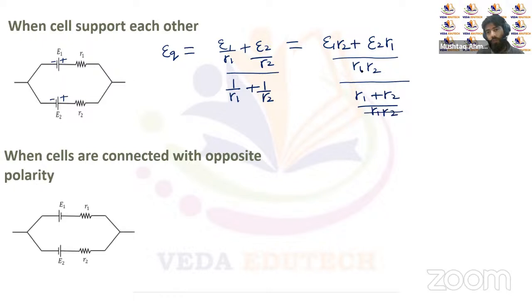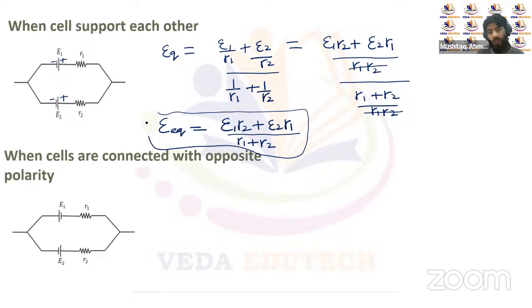You can see this R1 R2 will get cancelled. It means that we'll be left with the equivalent EMF for two batteries having the similar polarity. That will be E1 R2 plus E2 R1 upon R1 plus R2. So this will be the equivalent EMF of the circuit for the two batteries or the two cells here. If we have two cells in the circuit, this is how we'll calculate the equivalent EMF for the two cells or batteries in parallel to each other having the similar polarity.